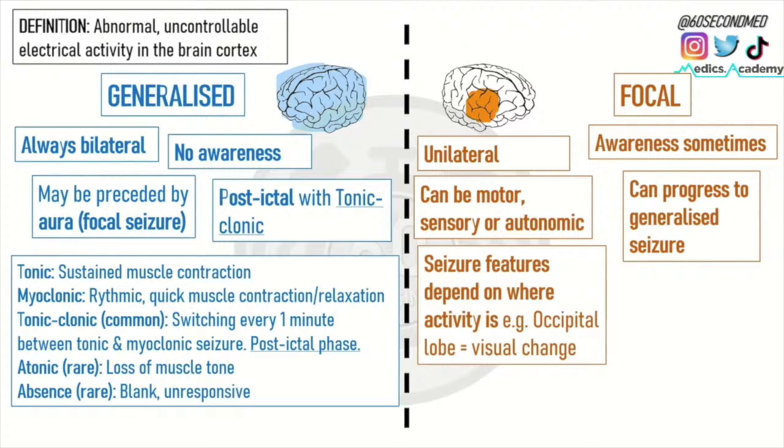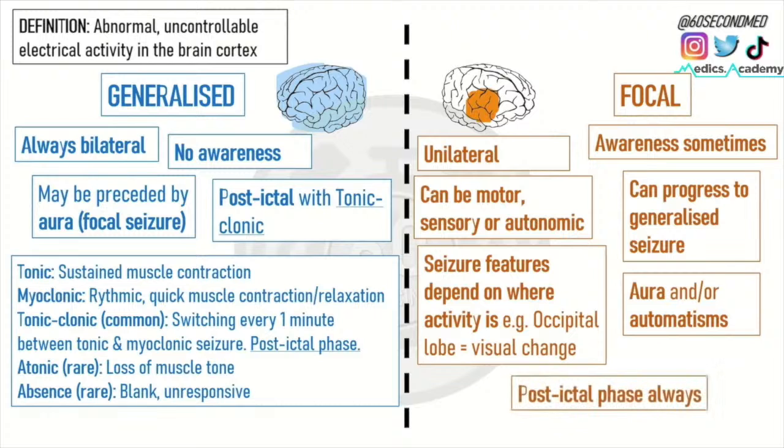The seizure features depend on where the activity is, and hence why it can be a motor, sensory, or autonomic type of seizure. The aura and automatisms can be associated with focal seizures. The aura is the feeling of restlessness, confusion, or nausea. Automatisms is a specific term that's looking at repetitive muscle movements such as lip smacking. And there is traditionally always a postictal phase associated with focal seizures.